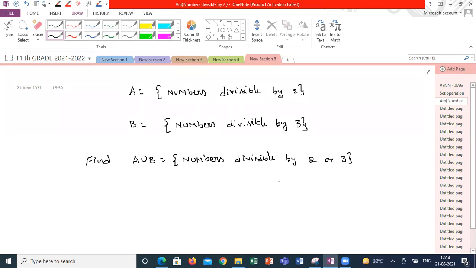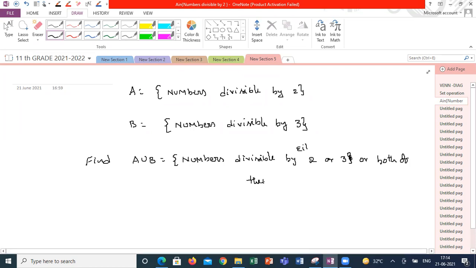So you have to collect all the numbers which can be divisible by 2 or 3. It might not be divisible by 3 or it might not be divisible by 2, but any one condition should hold. Correct? Either 2 or 3, or both.